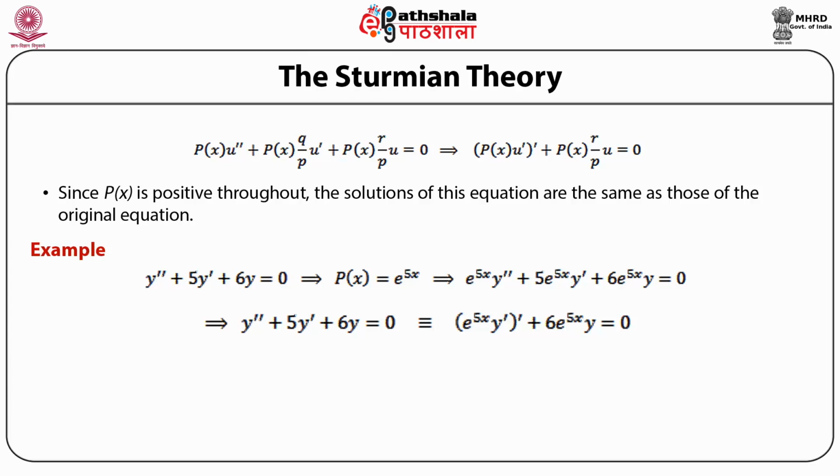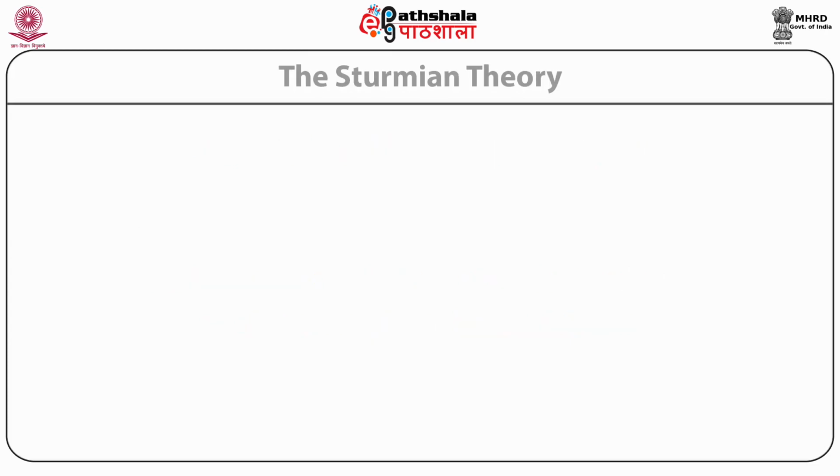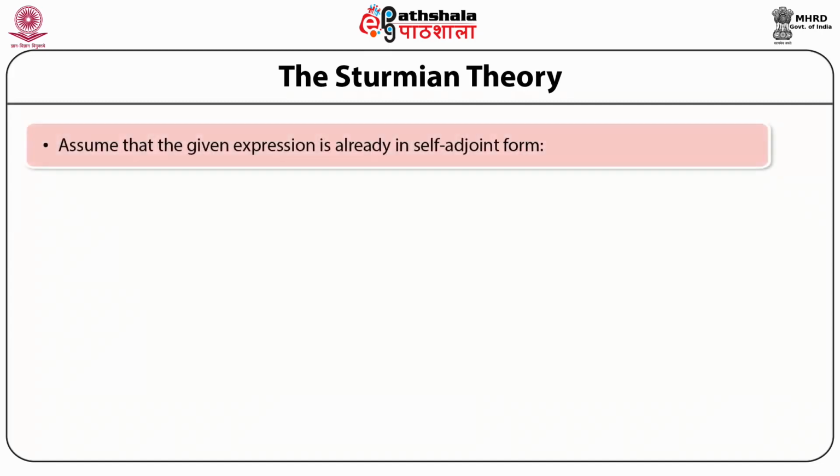Next we discuss the Sturmian theory. Since we have proved that a linear second order differential equation can always be put in a self-adjoint form, we assume that the given expression is already self-adjoint.